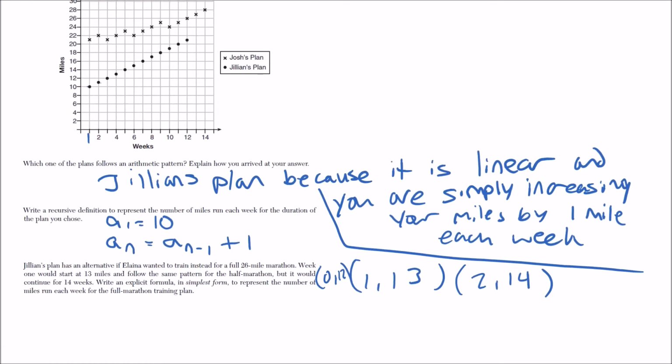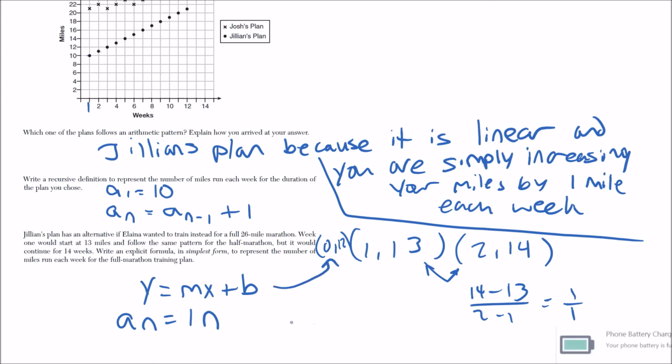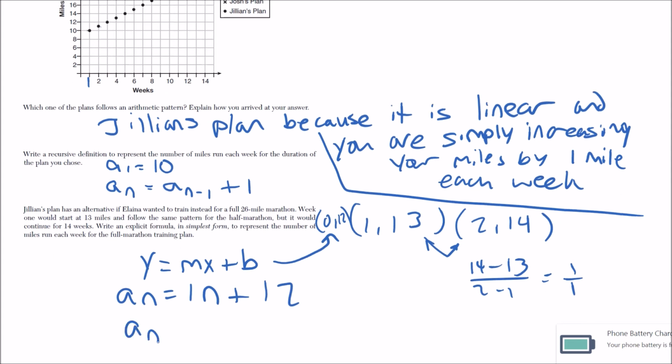And the reason why I'm going to do this is when we're going to be writing our explicit formula here, what we want to be doing is really writing it semi-similar to the form y equals mx plus b. But instead, what we're doing is we're doing a of n. Our slope here, you can see if I figure out the slope between any 2 points is just 1. 14 minus 13 over 2 minus 1 is 1 over 1. So my slope is just 1. And instead of x, we're using n in this case, so 1n. And then the b value is where you start. So here we're going to get 12. So in this case here, my explicit formula is just a of n equals n plus 12. And there you go.